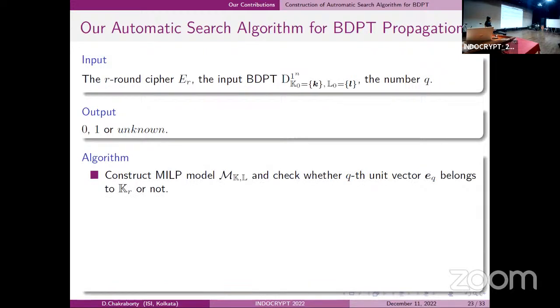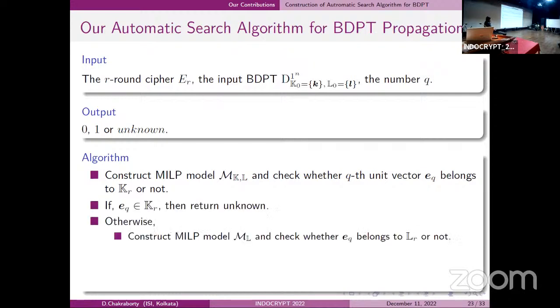First we construct the MILP model M_{K,L}, and search if the qth unit vector belongs to K_R or not. If it belongs to K_R, then directly from the definition it follows that we return unknown. And if it doesn't belong to K_R, then we construct the MILP model M_L and check whether e_q belongs to L_R or not.